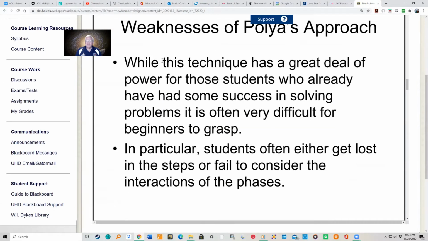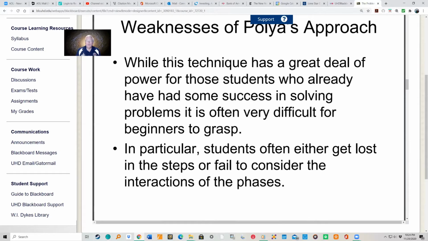Now, as it turns out, the method does have some weaknesses. Polya works really well in developing problem solving if you have students who have already had experience with problem solving. The downside is if you have students who don't have a clue about how to go about solving problems, this approach becomes very difficult for beginners to grasp, and in part it's because it's mistaught.